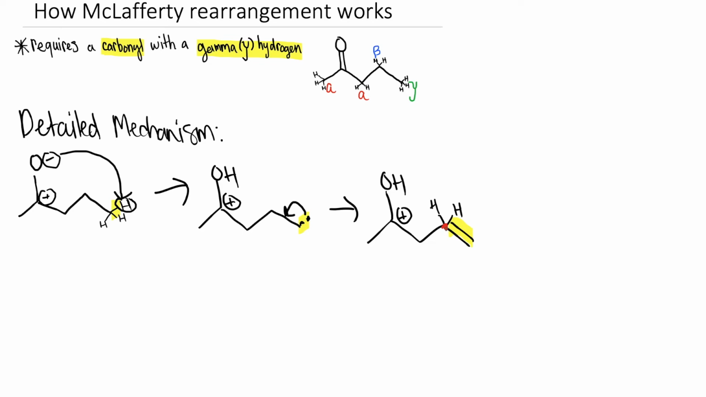Carbons can have a maximum of 4 bonds. This right here is violating carbon's octet rule. So what we're going to have to do is get rid of 1 bond. So what I'm going to do right here, I'm going to cleave the bond that's between the beta carbon and the alpha carbon.